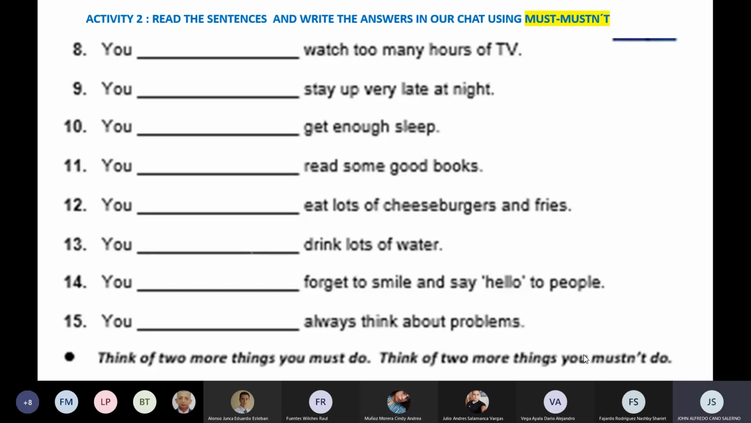Okay. And the last one, 15. You always think about problems. To people. Yes, okay, very good. What about 15, the last one? You always think about problems. You mustn't. Very good. You mustn't always think about problems. Yes. It's like tú no debes siempre pensar en problemas.